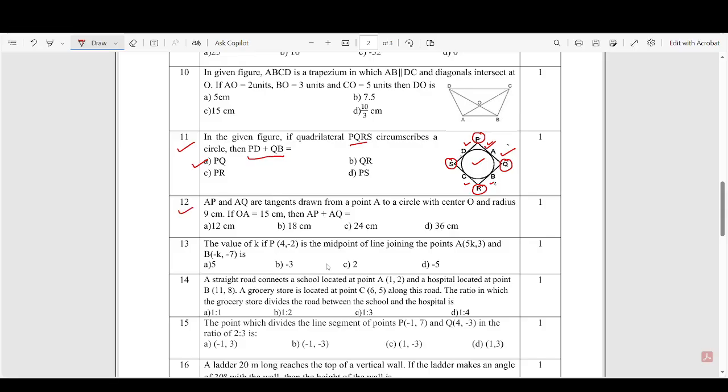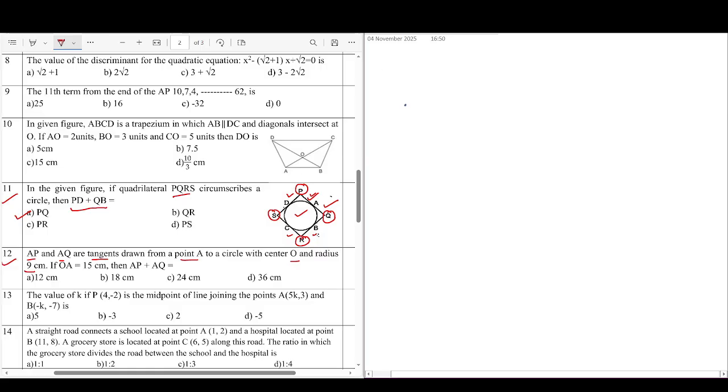The question number 12 says AP and AQ are the tangents drawn from a point A to the circle with center O, and radius is given 9 cm. OA is 15 cm. Then AP plus AQ we have to find out. So this is again based on the same property. It is written AP and AQ are the tangents from an external point A to the circle. So if we have a circle, suppose, and this is the external point A, from this we have tangents to the circle, right? And tangents are AP and AQ. And O is the center of the circle.